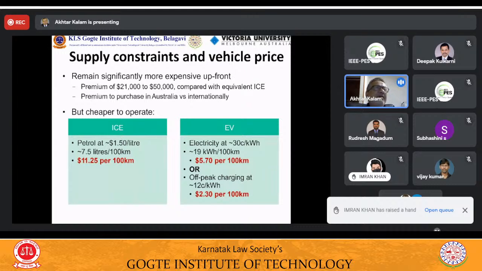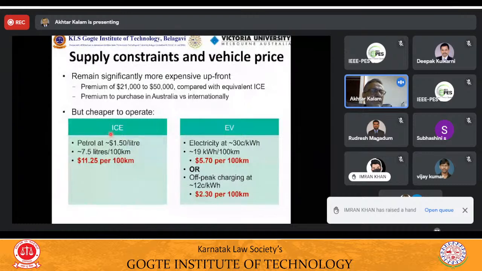Now let us see the supply constraint and vehicle price. I can tell you right now, everyone will say that upfront the prices are expensive, okay? Compared to ICE, you are paying a premium of $21,000 to $50,000. And on the premium to purchase in Australia versus internationally, you may get it cheaper internationally because in Australia there are taxes that might increase the prices. But okay, I agree that there is a premium, right? But if you look at the present car that you have, and you have petrol at $1.50, which is the Australian price, and in India's context it would be more than $2 per liter. Anyway, if you use 7.5 liters for every 100 kilometers, it is costing you $11.25.